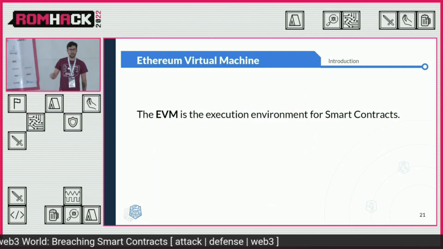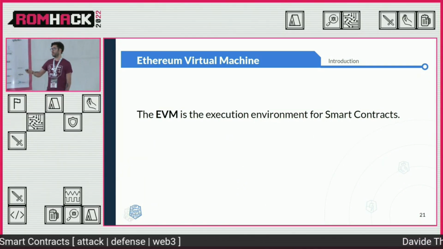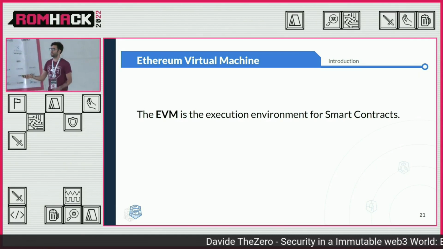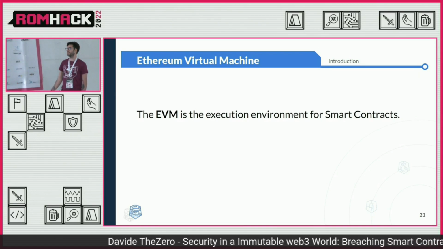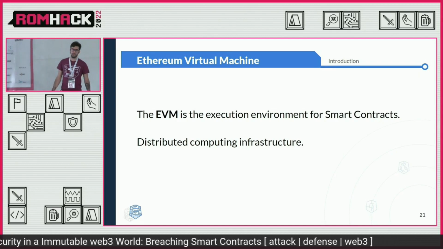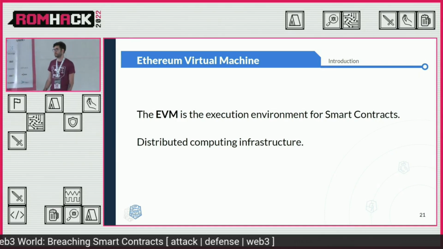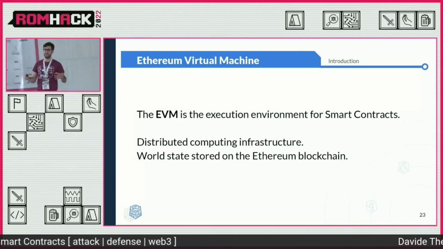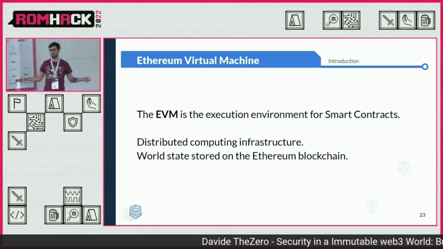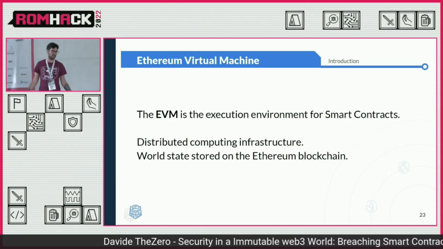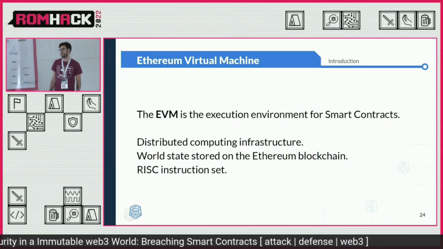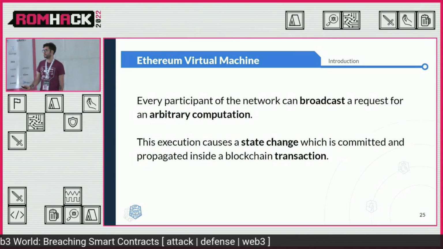And I talked about bytecode because the bytecode of the smart contract is executed inside a virtual machine, specifically for the Ethereum cryptocurrency, inside the EVM. And this virtual machine allows us to build a distributed computing infrastructure, and the state of the execution is stored on the Ethereum blockchain. So we are executing stuff in a distributed way, and the state is on the blockchain. And this virtual machine has a RISC instruction set, and we will talk about it later.